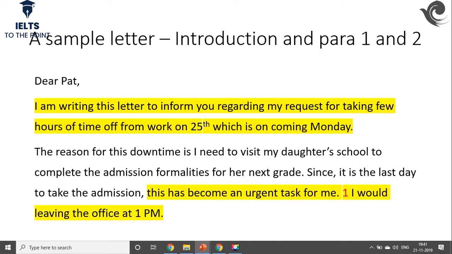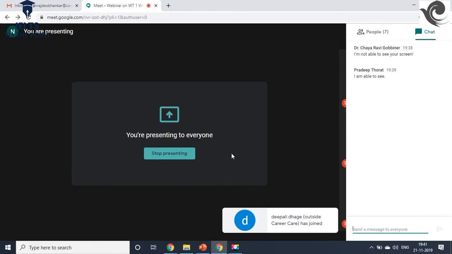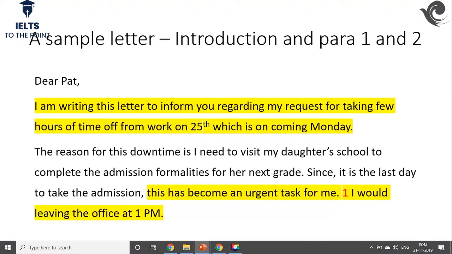Now, in this case, what he has done is he has written only the reason for the leave. Why does he need the leave? The problem with this particular sentence is it has three ideas. I want leave, I want it on 25th, and which is on Monday. So basically, if you could avoid writing "25th, which is on coming Monday," I mean that sounds a bit ridiculous. I mean 25th is Monday, right? "Which is on coming Monday" is a bit of an issue.